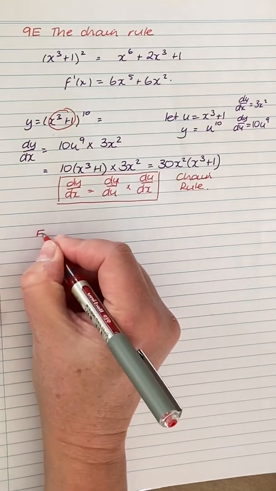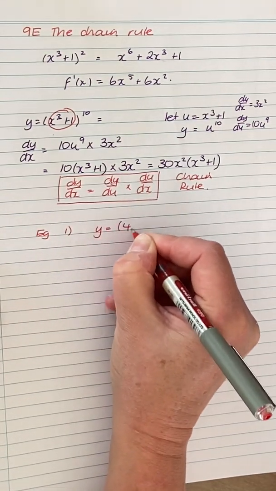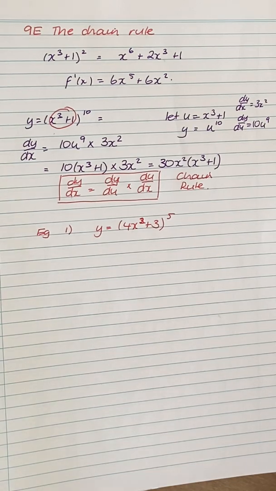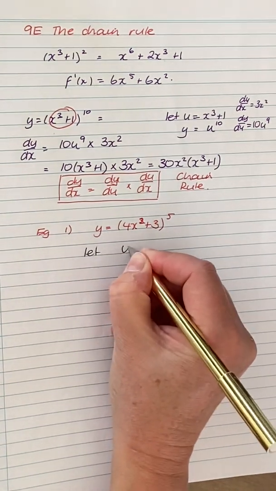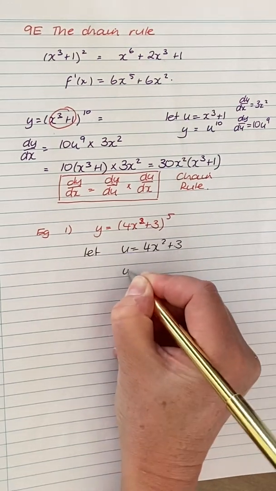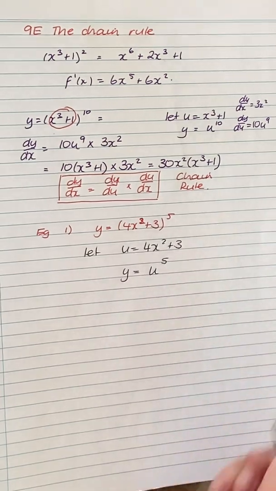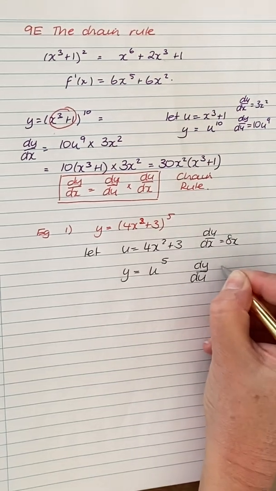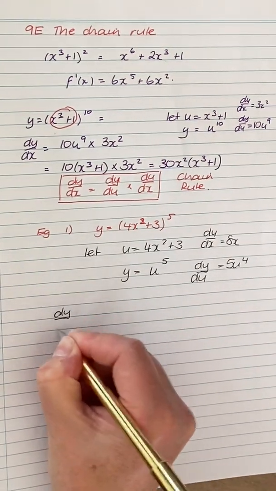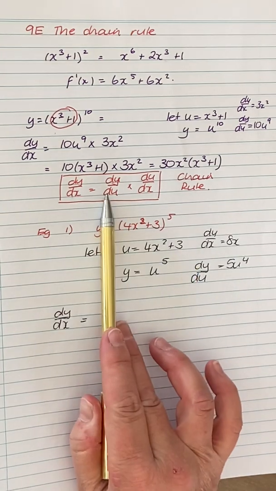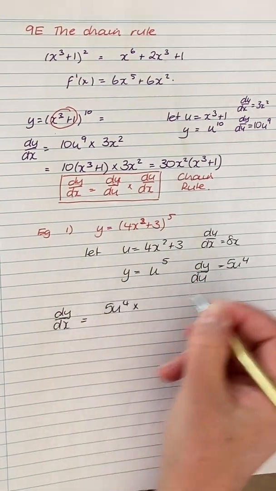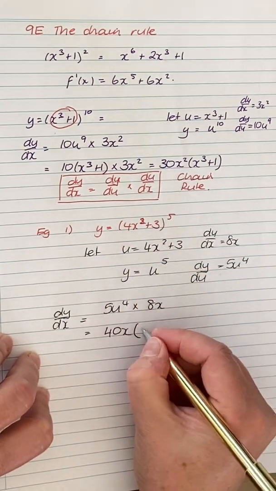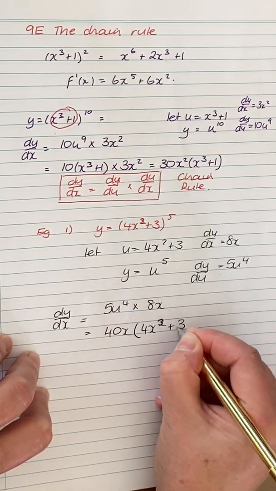So let's have a look at an example. I'm going to say that y equals (4x squared plus 3) to the power of 5. So we let u equal the inside bit, which is 4x squared plus 3. y equals whatever this is to the power of 5. So du/dx is 8x. dy/du is 5u to the 4. So that means dy/dx, which is dy/du, this, times by du/dx. So 5 times 8, 40x. And instead of writing u, I'll write my whole expression, 4x squared plus 3.